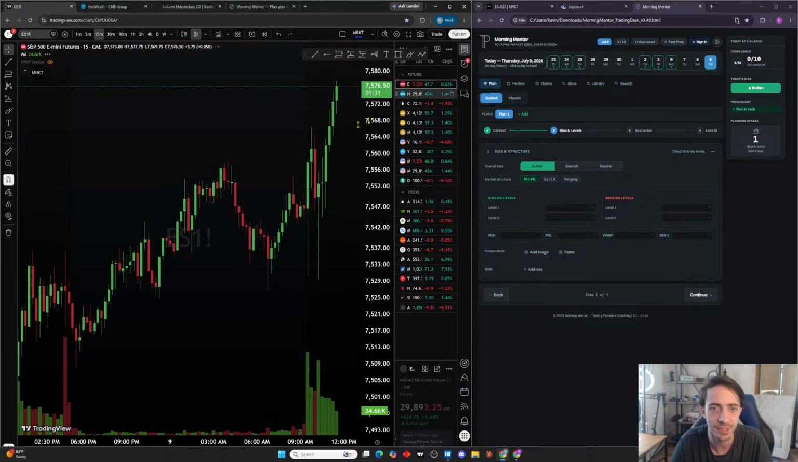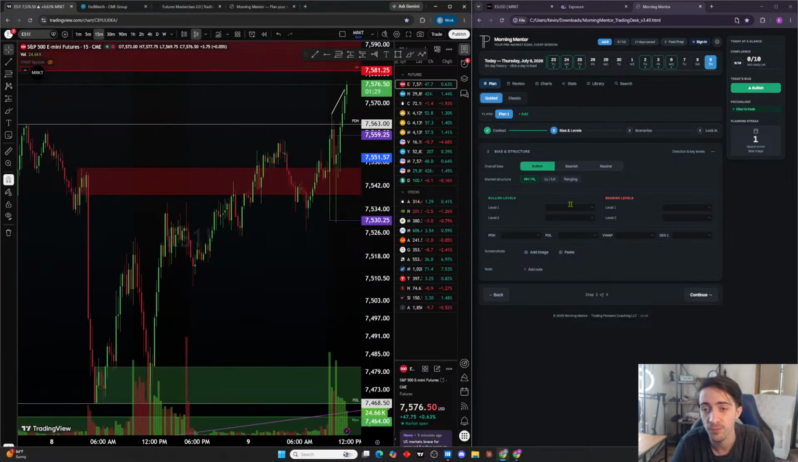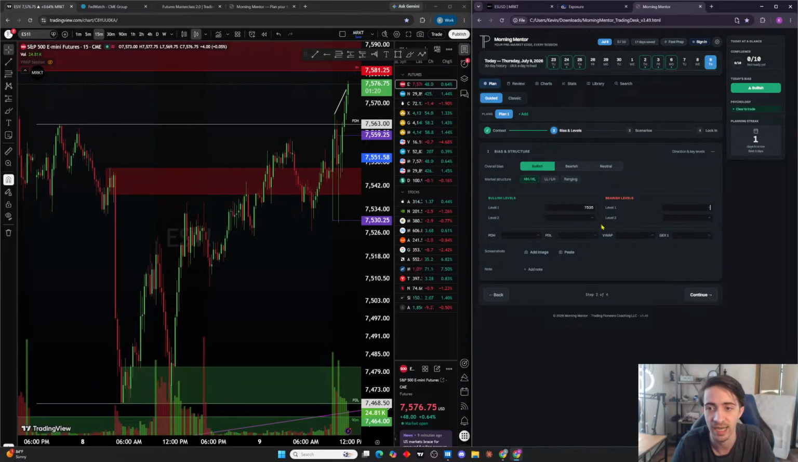Well, on the ES today, the bullish level we were looking at was 75.35 because that was the Bookmap level. Bearish level we're looking at, well, bearish level we had was previous day high. That is going to be 75.63. You could put that at bearish level. You could put it in previous day high.